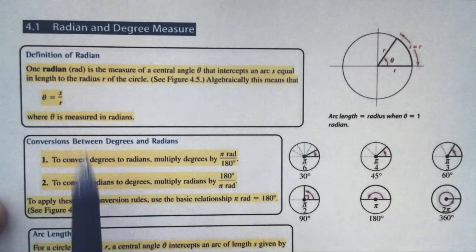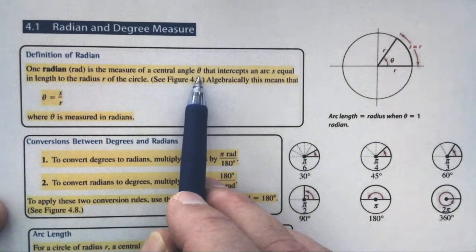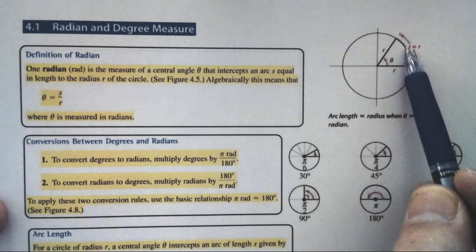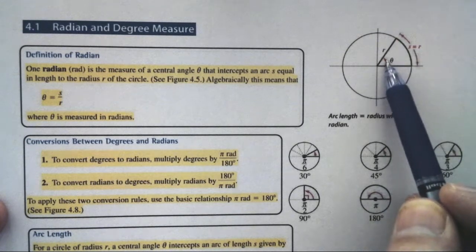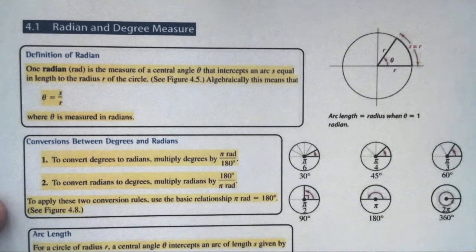So what is a radian? A radian is a measure of an angle. Now, it deals with the arc length, but it's not the measure of the arc length. It's an angle measure. It's like measuring in degrees. It's just a different unit measure.